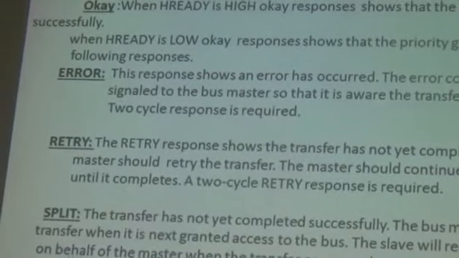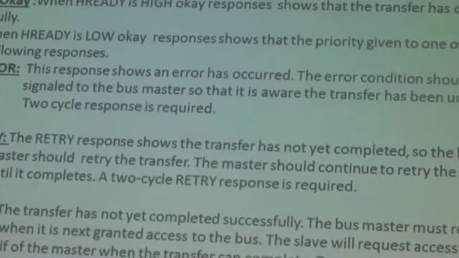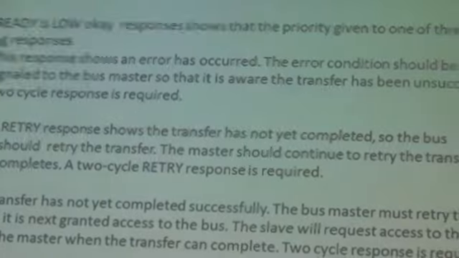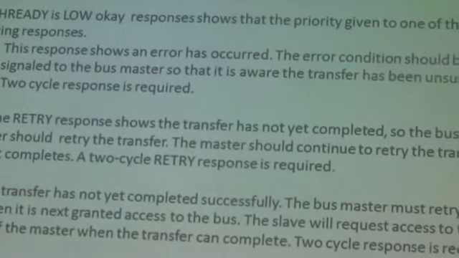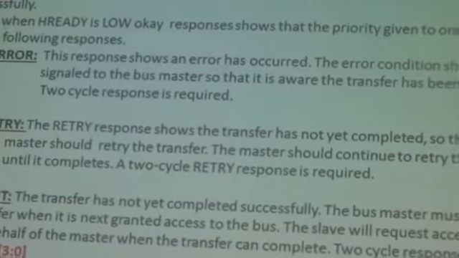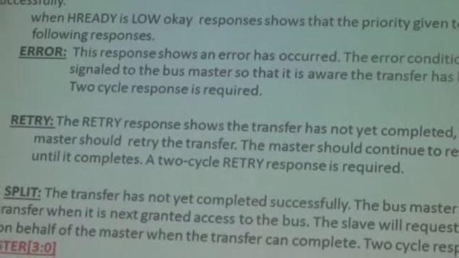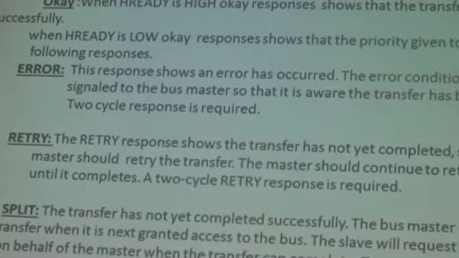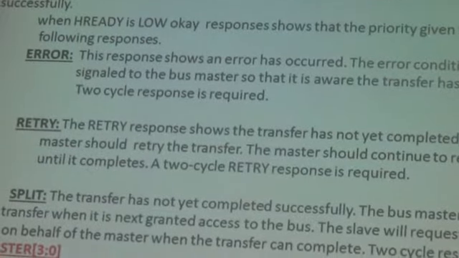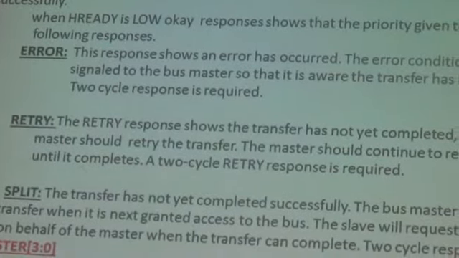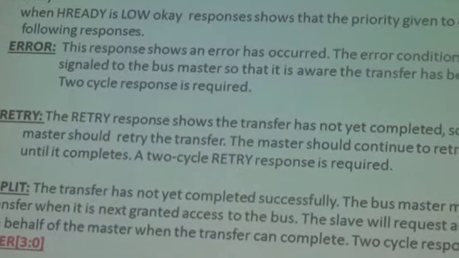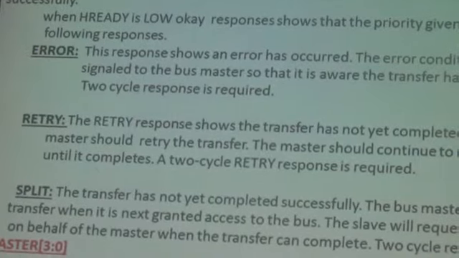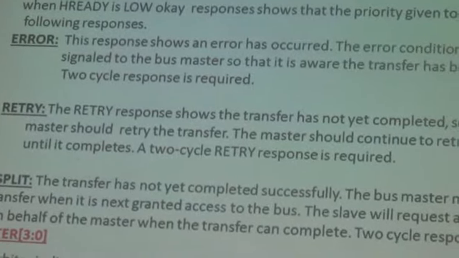Next is the error response. This response shows that an error has occurred. That means the slave informs the master that some error has occurred. This error condition should be signaled to the bus master so that it knows the transfer has been unsuccessful, and a 2 cycle response is required. That means this error continues for 2 cycles. It conveys to the master that an error has occurred, and that conveying also happens in the 2 cycles.